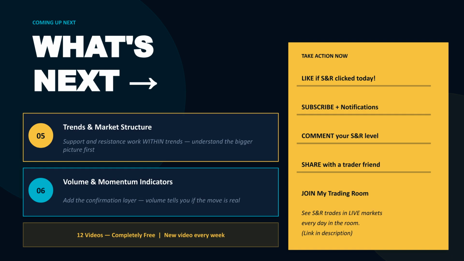So that's support and resistance, the levels that matter, how to find them, how to trade them, how they interact with candlestick patterns. Next video, we're zooming out. We're talking about trends and market structure, because support and resistance work within trends. You need to understand whether you're in an uptrend, downtrend, or sideways market.